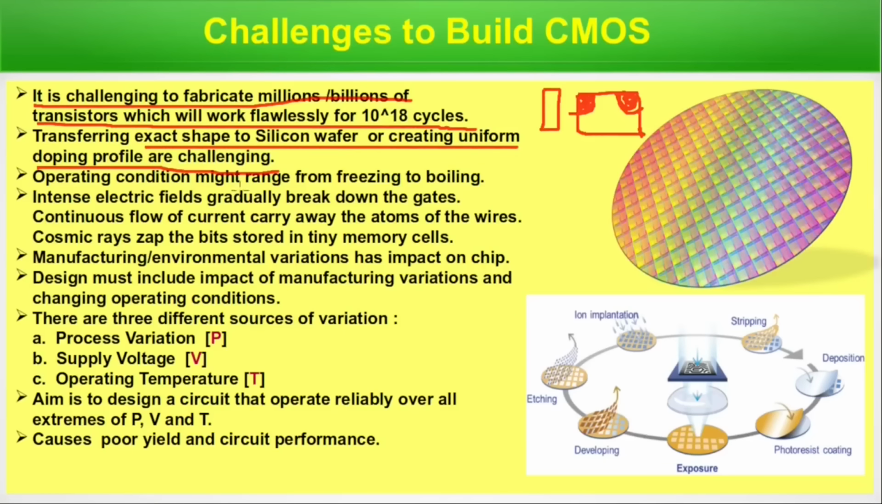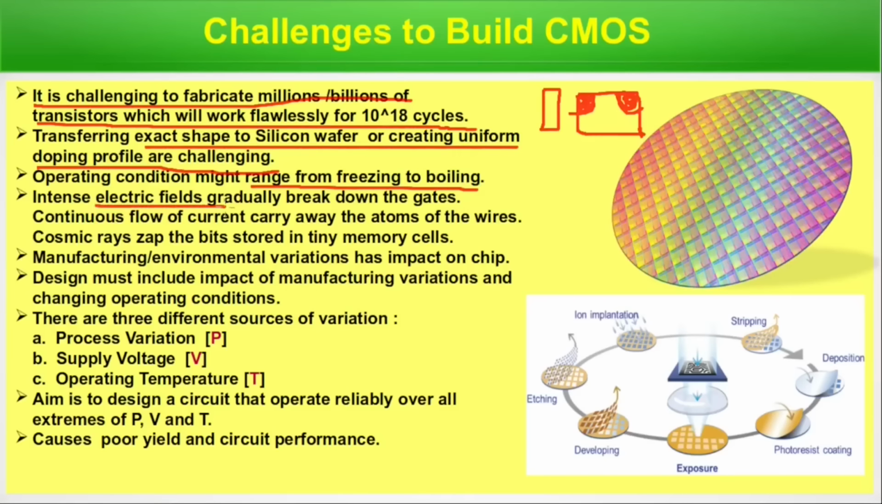Now operating condition might range from freezing to boiling. So the first 2 are manufacturing related challenges we have mentioned. Now it's an operation related challenge. Functional chip, now it's in operation, and the condition in which that chip is getting operated is not fixed. Temperature might range from freezing to boiling.